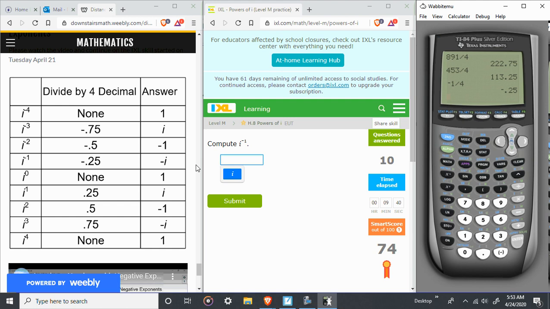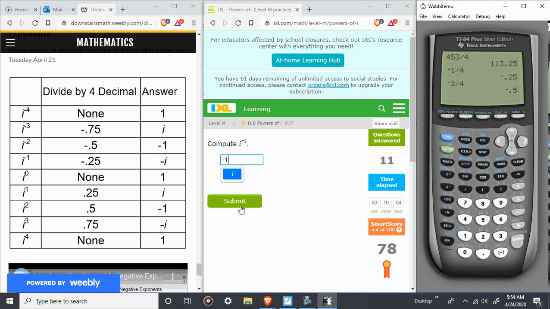Therefore, my answer will be negative i. Okay, again, i to the negative 2 power is going to be negative 1. If you forget that rule, again, what's negative 2 divided by 4? You're going to get negative 0.5, and that's going to be negative 1.